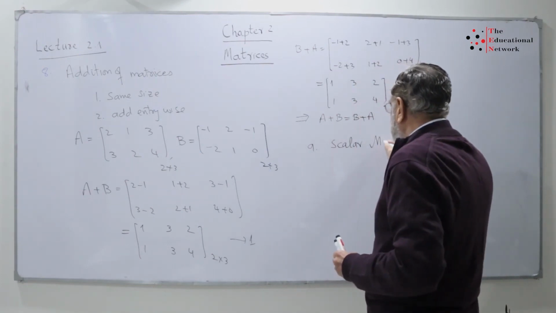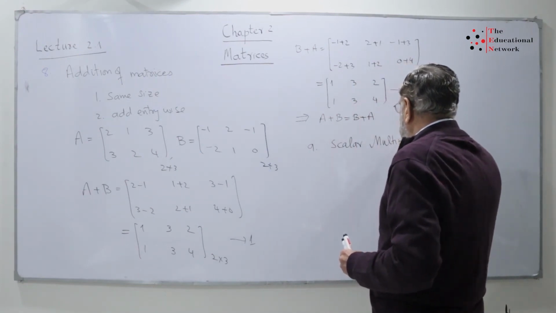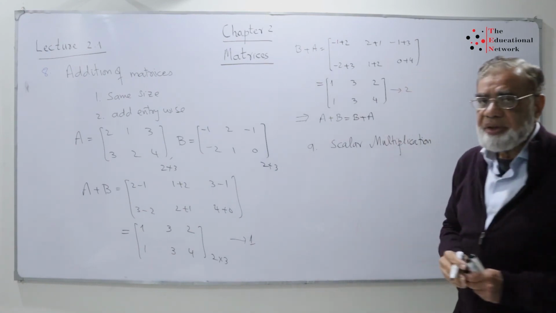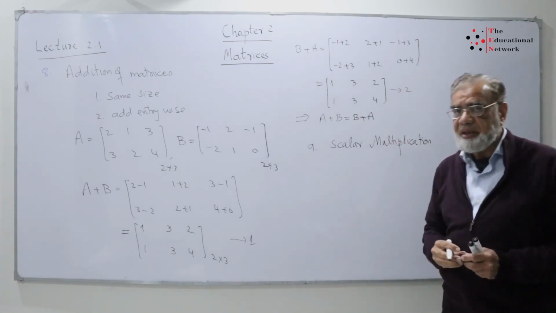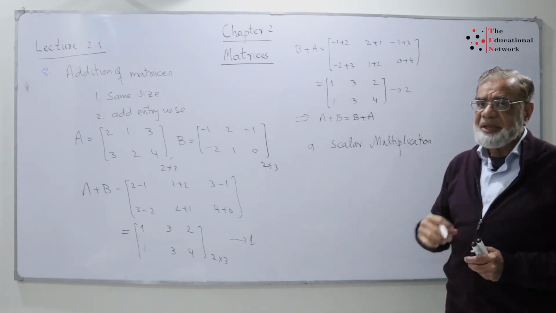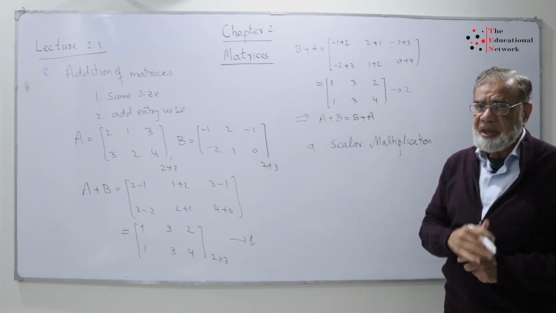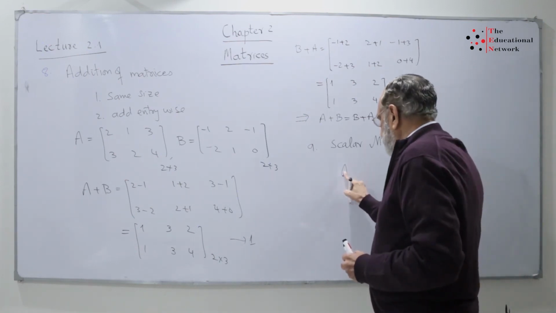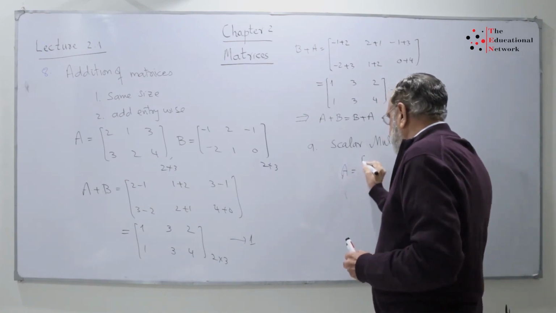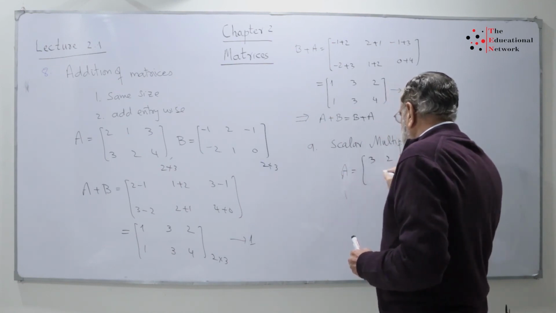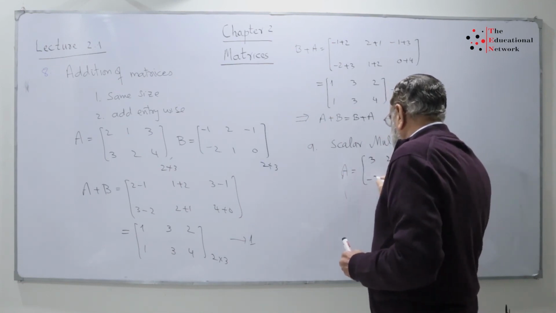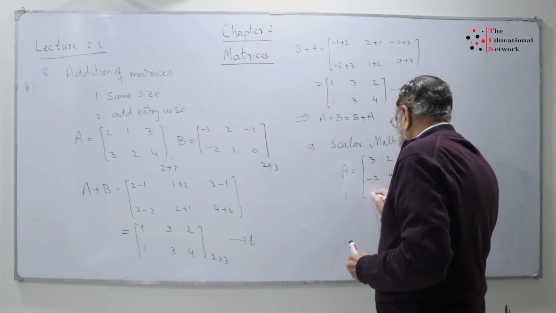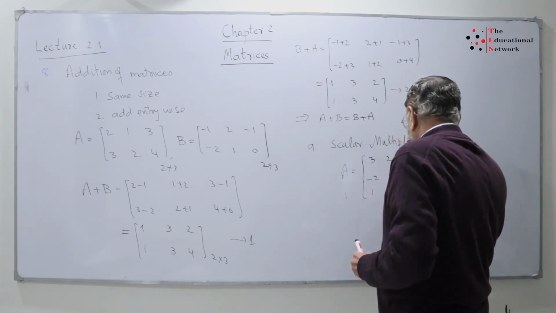Scalar multiplication. As I told you, we have two types of multiplication. We'll discuss matrix multiplication after this one. Scalar multiplication is when a scalar, which is any number, multiplies the matrix. For example, I have matrix A. My matrix A is 3, 2, 1, minus 2, 4, 7, and 1, 3, and 5.